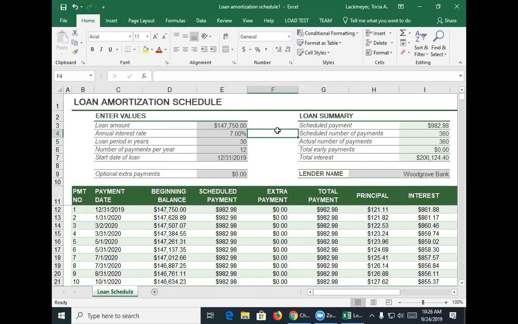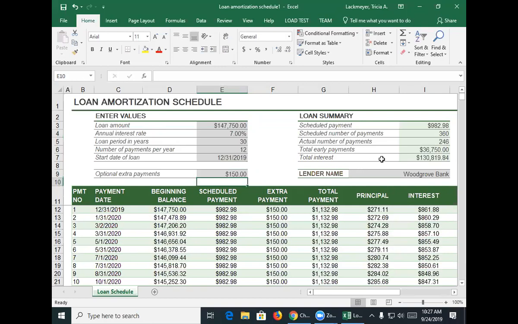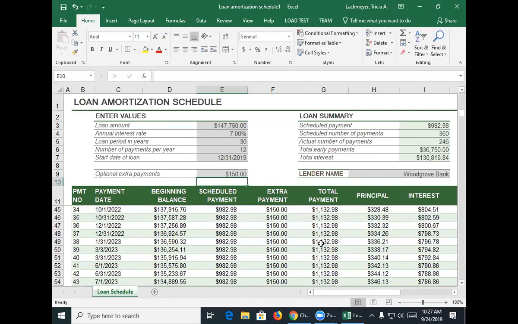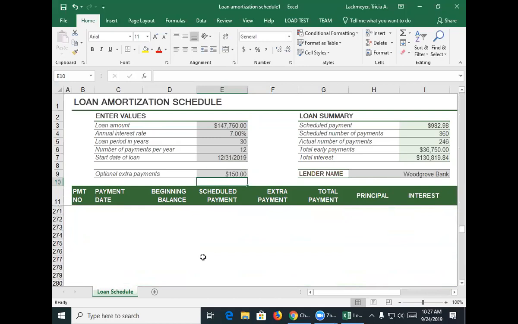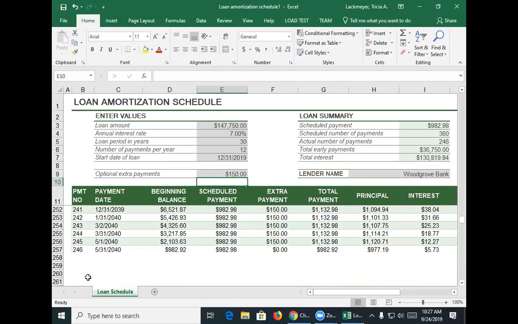The cool thing is on this template, you can even put in your extra payments. So if you said, you know what, I'm going to pay extra. Right now my total interest is $206,124. If I put $150 each month extra, my total interest drops to $130,819. And you could scroll down and see how that affects your amortization schedule over time. Trying to see the last few payments, we're actually shaving time off of the payments. So we're saving ourselves about $75,000 in interest by paying an extra $150 a month.